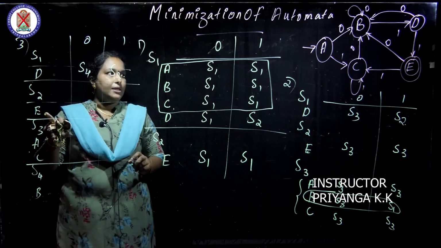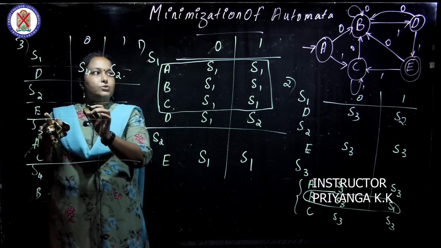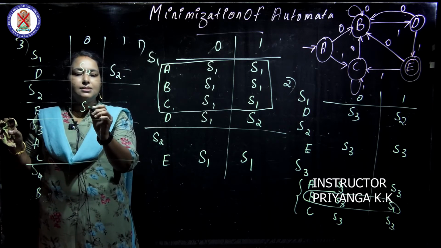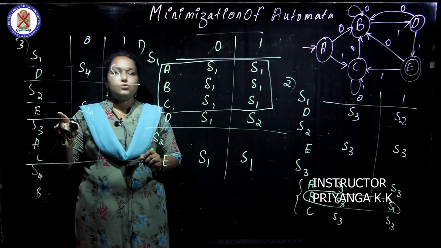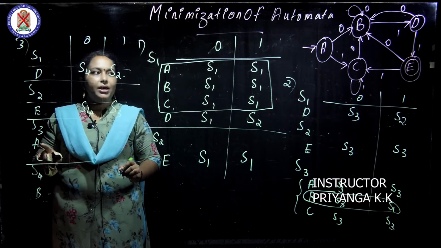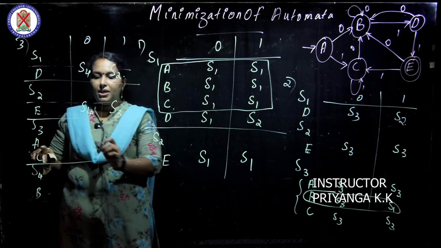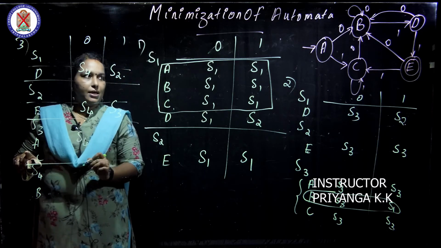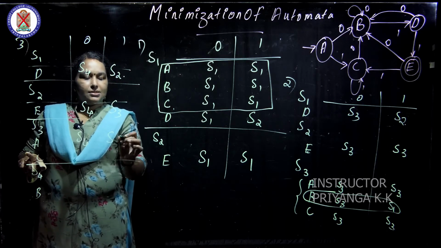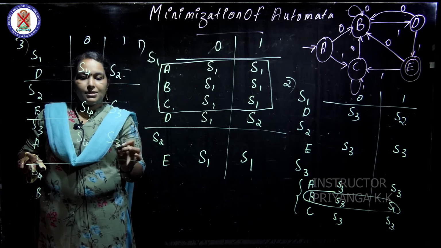Okay, then E. E on 0 goes to where? B. B is in set S4. Next one, E on 1 goes to C. C is in S3. Okay, A on 0 goes to B. B is in set S4. Okay, A on 1 goes to C. C is in set S3.